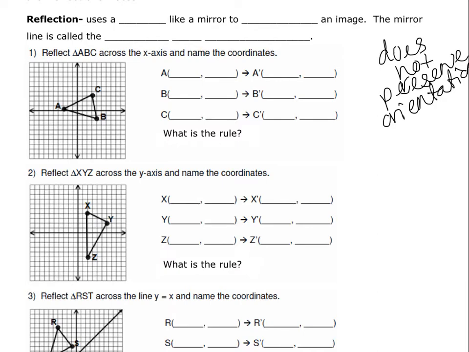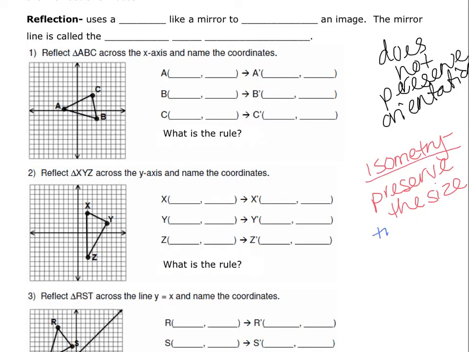Another thing I want you to note on this is that this is referred to as an isometry. Translations and reflections are all isometries in that they preserve the size. So isometries preserve the size, and again, that's translations, reflections that we've talked about so far, and we'll get to rotations as well. So they all preserve the size of your pre-image. Again, this one, though, does not preserve the orientation.